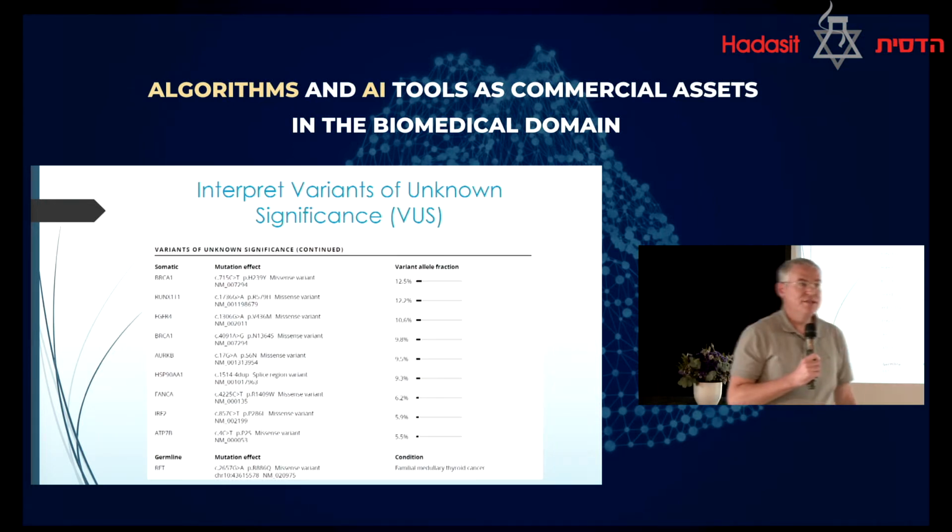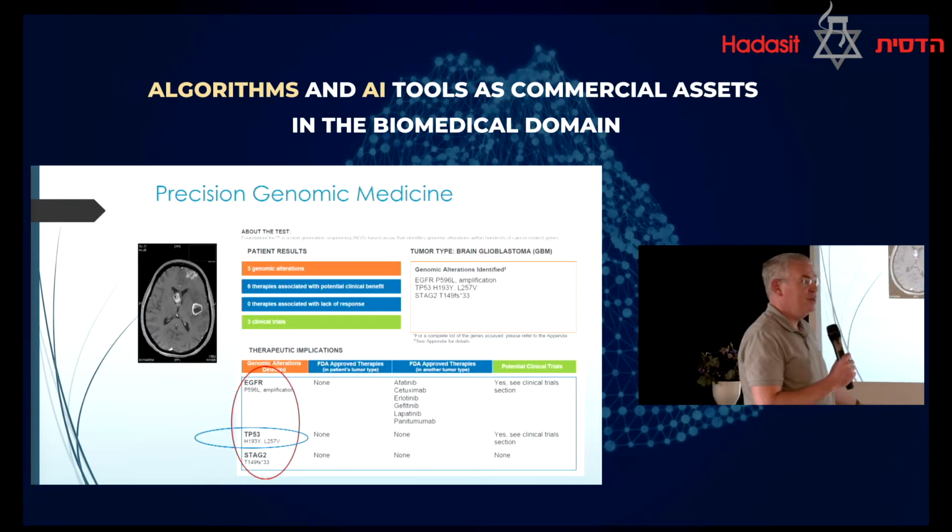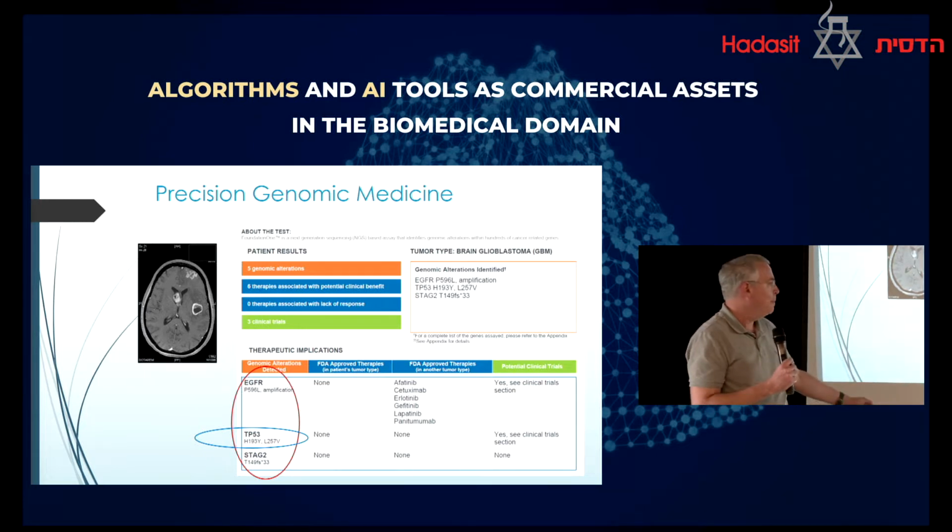The problem is that this is the tip of the iceberg. They report on the three or five mutations that are surely pathogenic, that surely participate in the process.